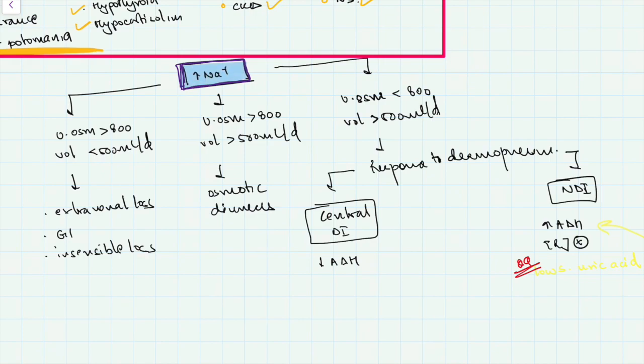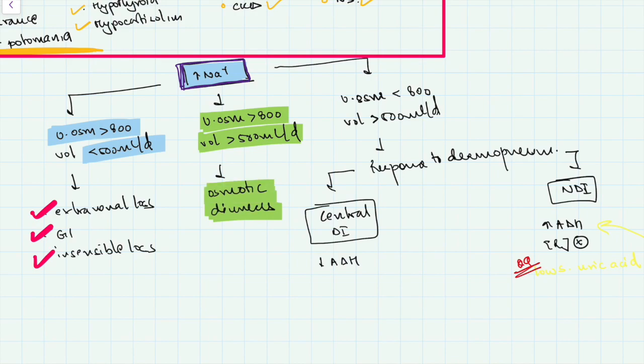Hypernatremia, again we have divided with urine osmolarity more than 800 but volume less than 500 milligram per deciliter. So it can be due to extrarenal loss, GI loss and insensible loss of water, leading to increased salt concentration. Next we have increase in urine osmolarity with volume also more than 500 milligram per deciliter. This is a classical example of osmotic diuresis, right.